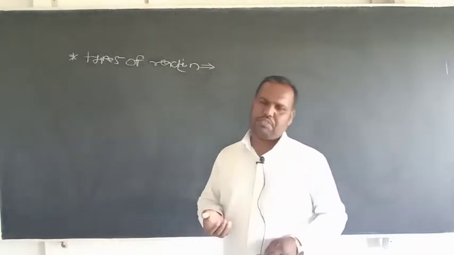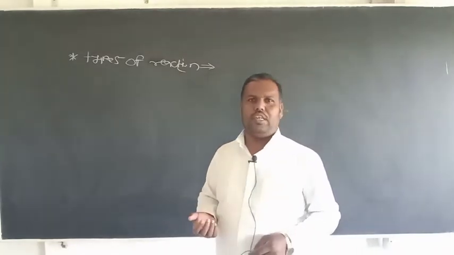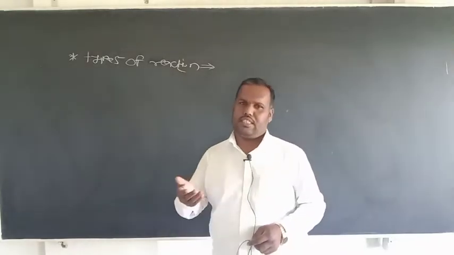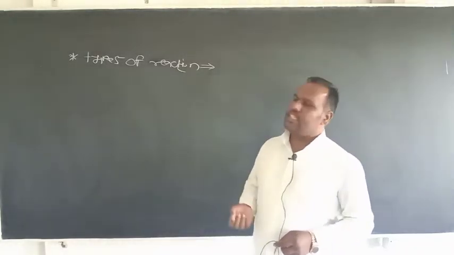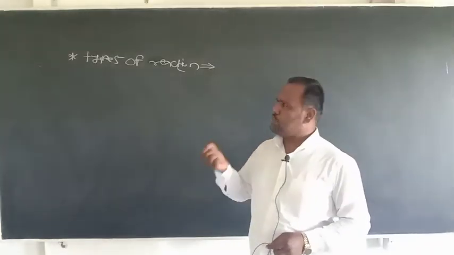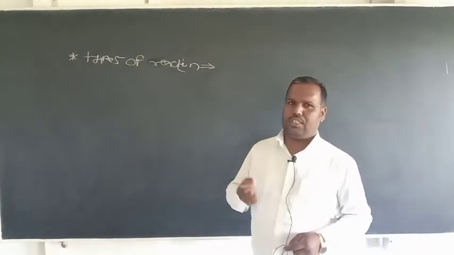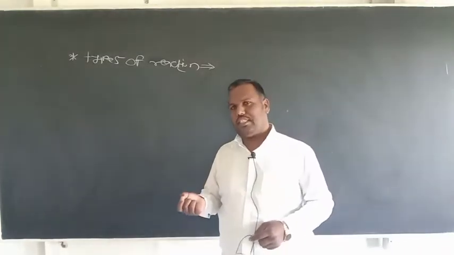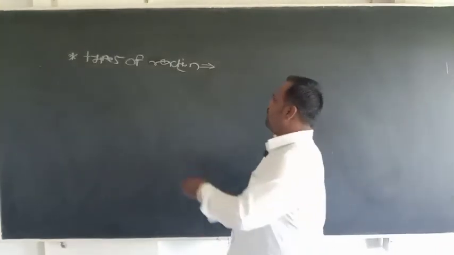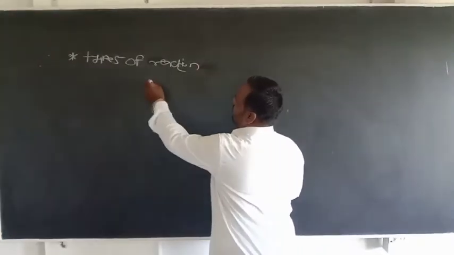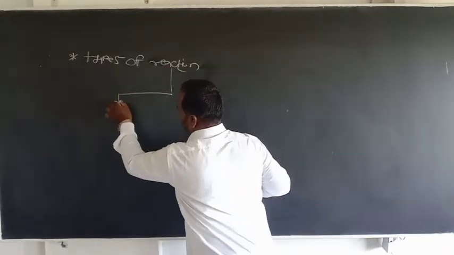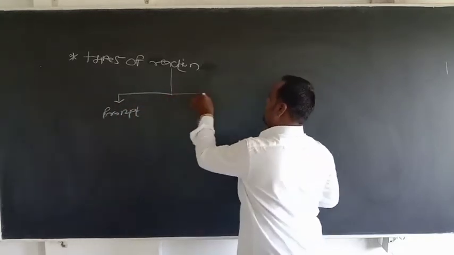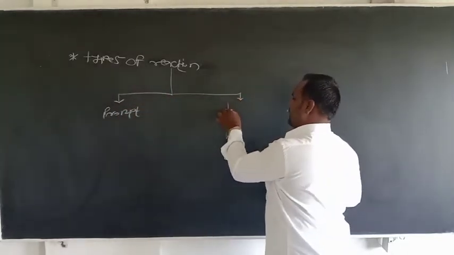We know that atoms and molecules absorb light radiation and go into a higher energy state, that is the excited state, and these excited species show different types of reaction. So they are classified into two types. Reactions of electronically excited species are classified into two types. One is prompt reaction and second is delayed reaction.